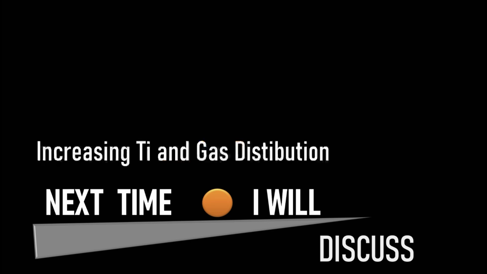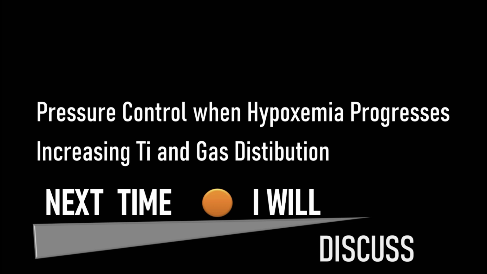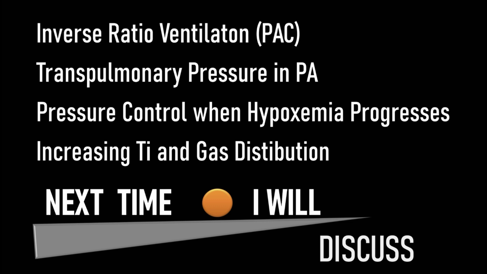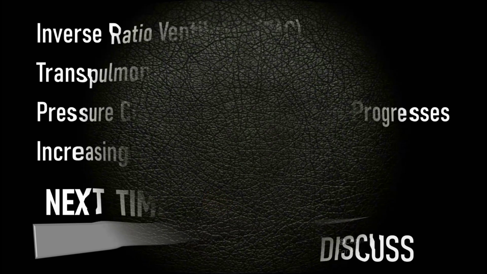Next time, I will discuss the use of pressure assist control in acute hypoxic respiratory failure. We'll start with increasing the inspiratory time and gas distribution for both low compliance and high resistance, pressure control when hypoxemia progresses, the problem of transpulmonary pressure in pressure assist, and then we'll talk about why inverse ratio ventilation is really effective in pressure control modes of ventilation. I'll talk specifically about pressure assist control. Join me then, and I guarantee you'll learn something.